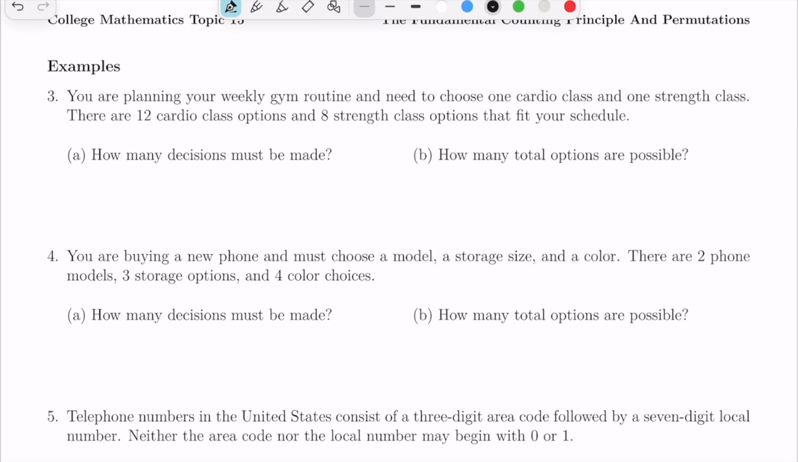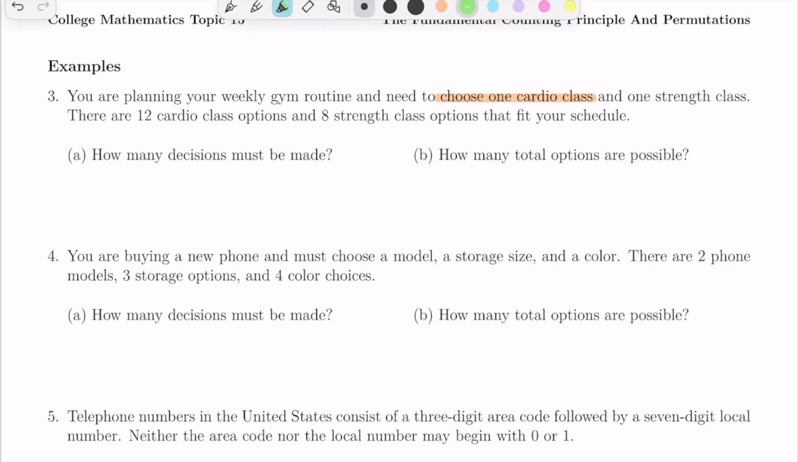You're planning your weekly gym routine and you need to choose 1 cardio class and 1 strength class. You have 12 cardio classes to choose from and 8 strength classes. Then these will all fit your schedule. How many decisions need to be made? Well, notice that we're going to choose 1 cardio class, that's 1 decision, and 1 strength class, that's a second. In total, we have to make 2 decisions. So what I'll do is put 2 blanks down, right? We have our cardio and we have our strength.